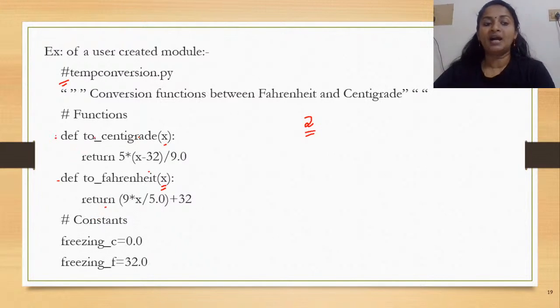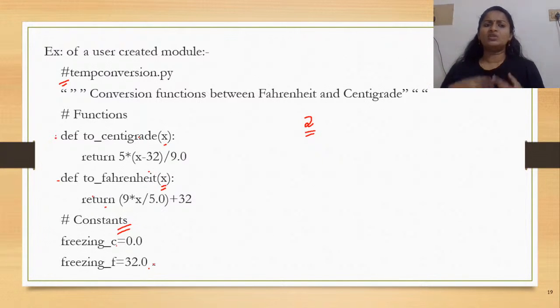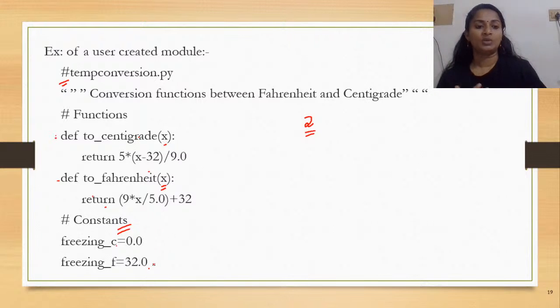Fine. Now, apart from these two user-defined functions, I have two constants. What are the constants? Freezing underscore C and freezing underscore F. So, the freezing values in centigrade as well as in Fahrenheit are also being shown here. Now, when you see this entire module, we see that there are comments and doc strings used for documentation. We see two user-defined functions and two constants, but we do not have a main program here.